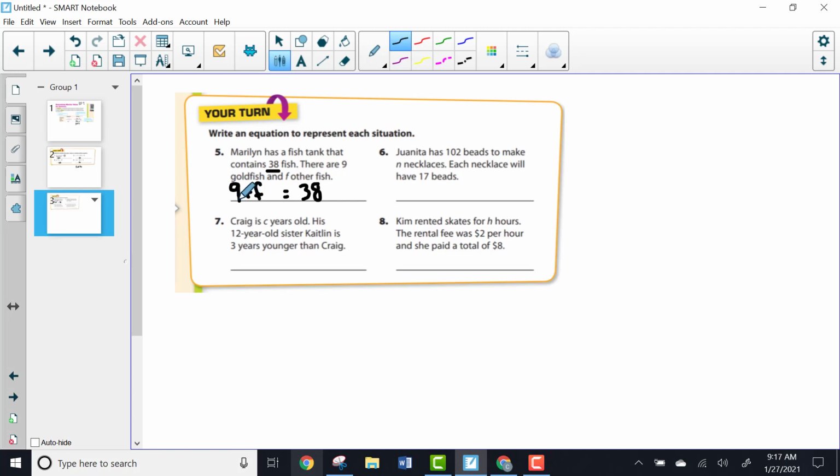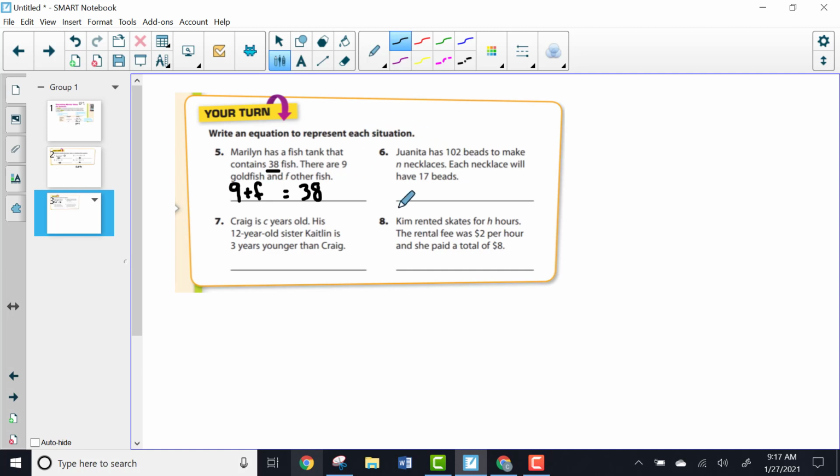Okay, so the equation that would represent this situation, I know I kind of have them spaced out a little bit there, but that's okay. 9, because we have 9 goldfish, plus the variable f equals 38. Now, why are they using the variable f? Just to stand for fish. If you didn't have the letter f in there, you could use x or t or q or a, whatever you would like, would be completely fine.